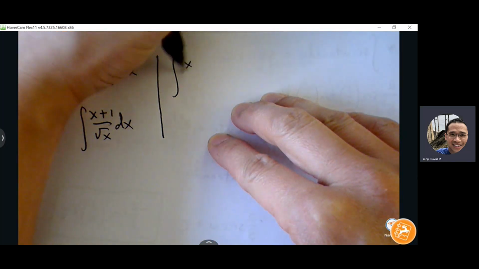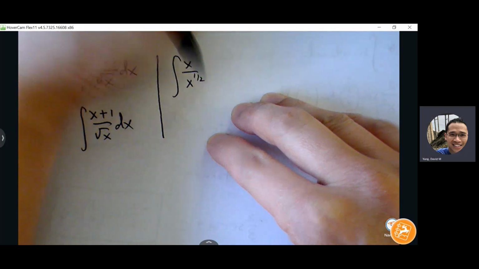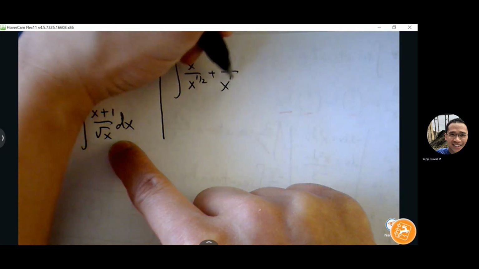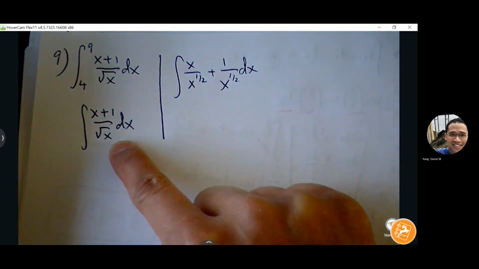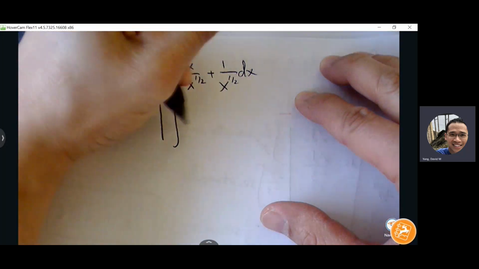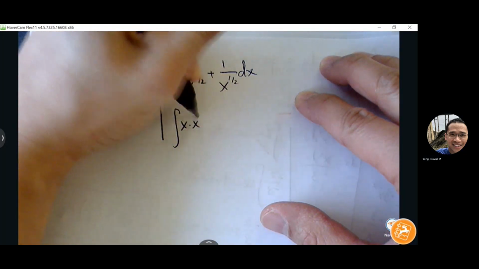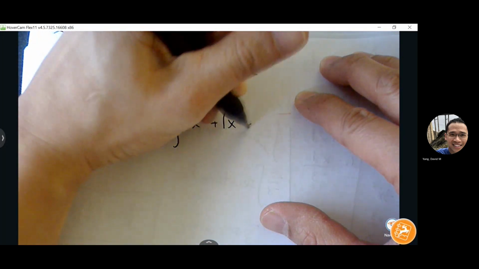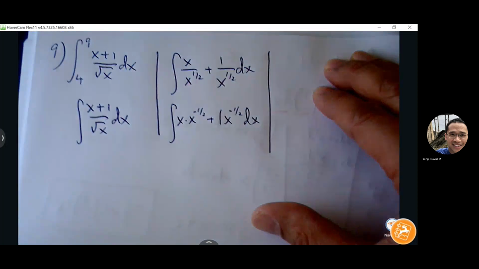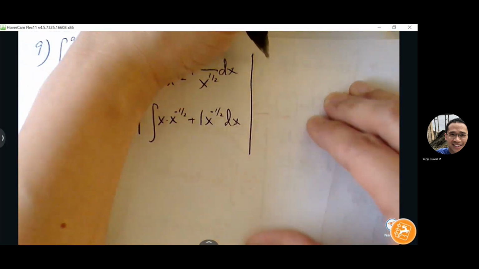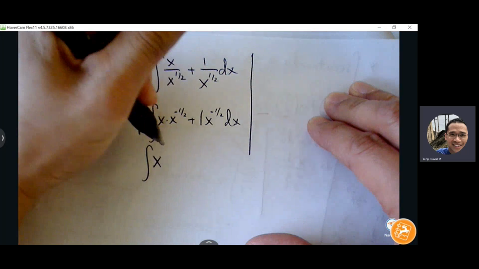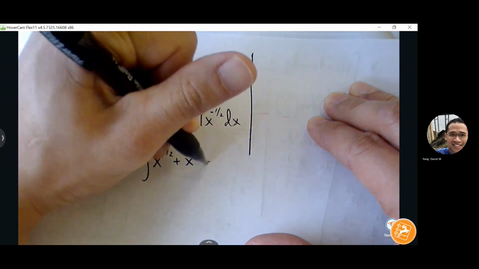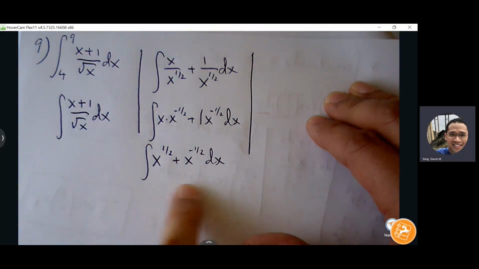Right, so let's clean up. I'm going to go ahead and rewrite that square root of x as x to the 1/2 and start splitting up. Bring the denominators up to the top, change their signs. Add exponents, 1 minus 1/2 is 1/2. Okay, go through power rule.